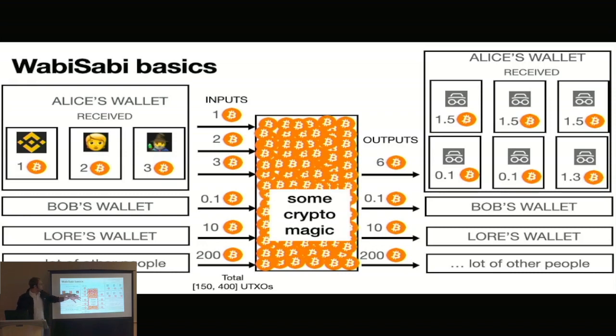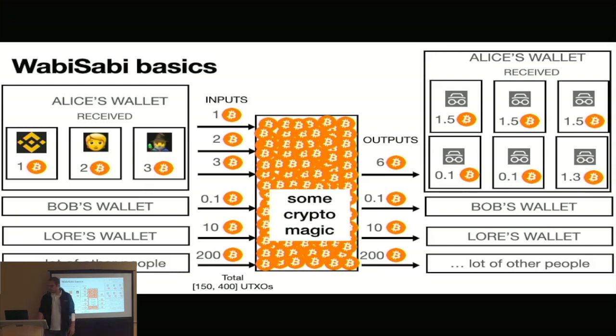And then on the output side, when the crypto magic happens, everyone receives back exactly the same amount of money that they sent, because they obviously don't want to lose money, and not more. It's really important to be sure that nobody will be able to steal any money. And it receives a new denomination. So you've seen first 1, 2, 3, and now 1.5, 1.1, 1.5, 0.1, 0.1. And this is made to break, as he explained, the deterministic link.